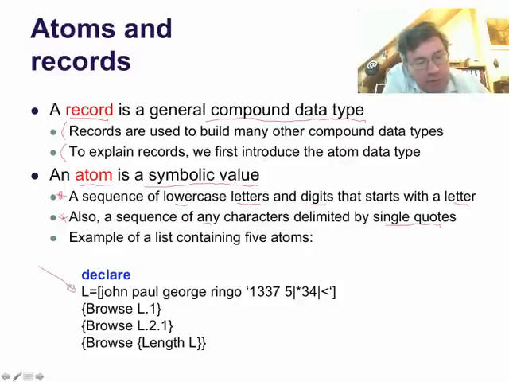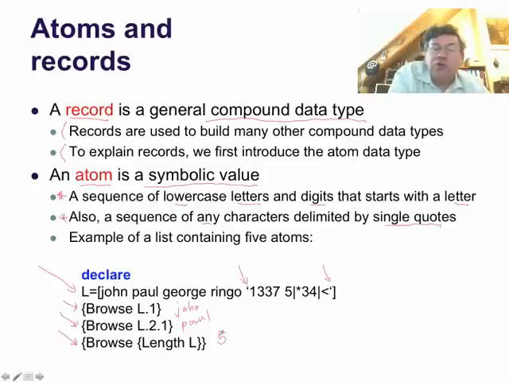Here's an example of a list containing 5 atoms. The list L contains the atoms john, paul, george, ringo, and this funny atom with numbers, vertical bar, star, and less than symbols delimited by single quotes. Browse of L.1 will return the first element, which is john. Browse of L.2.1 will return the second element, which is paul. Browse of length L will return the length 5. So you can use atoms in calculations. You can compare them, put them in data structures, print them out, and so on. It's a staple of symbolic programming.